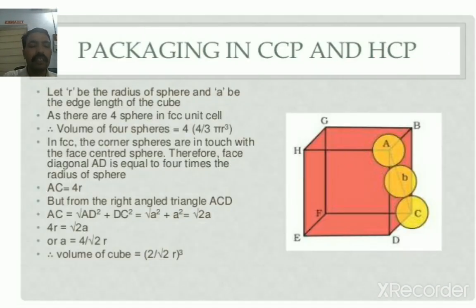Packing efficiency is equal to the volume occupied by 4 spheres in a unit cell divided by the total volume of the unit cell. That is 4 into 4 by 3 pi r cube divided by the volume of the unit cell, a cube, where a is equal to 4 by root 2 r. Calculating this and multiplying by 100, we obtain 74%. Thus we prove that the packing efficiency in CCP or FCC is 74%.